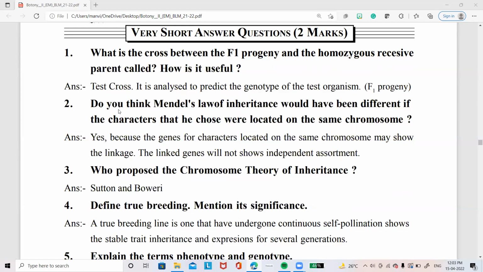Question number 2. Do you think Mendel's law of inheritance would have been different if the characters that he chose were located on the same chromosome? Yes, because the genes for characters located on the same chromosome may show the linkage pattern. The linked genes will not show independent assortment.